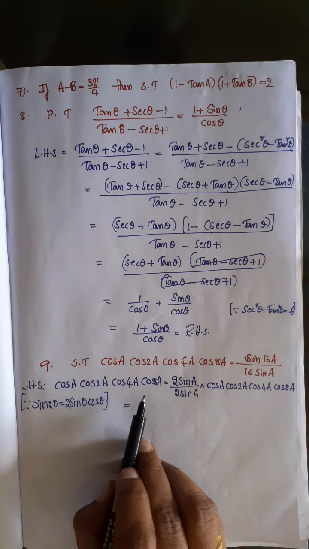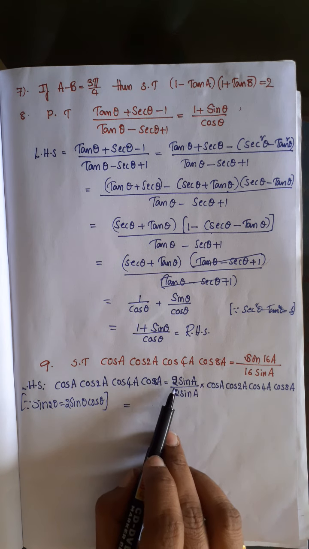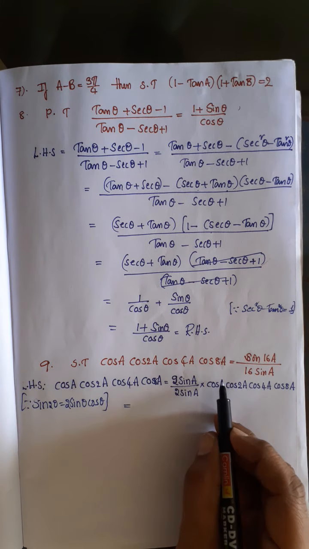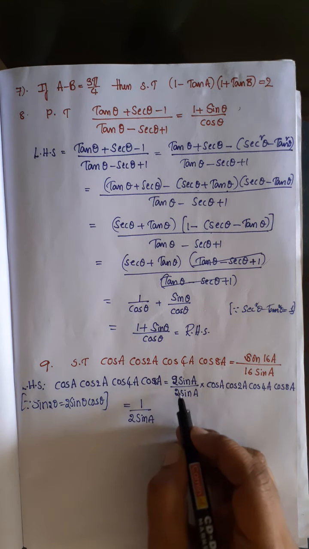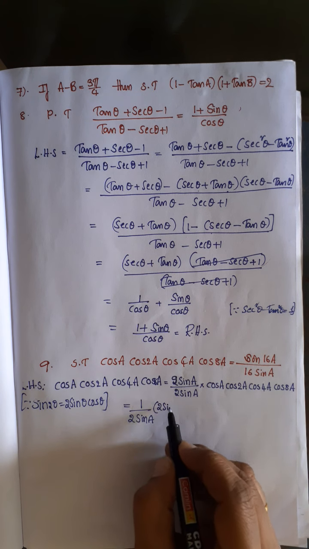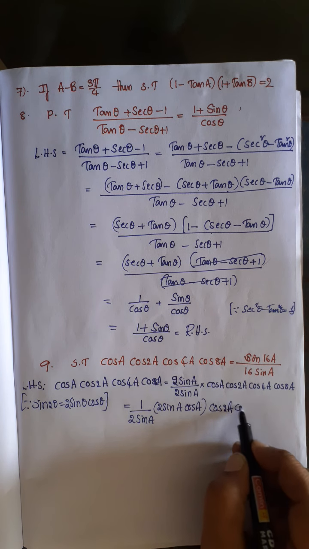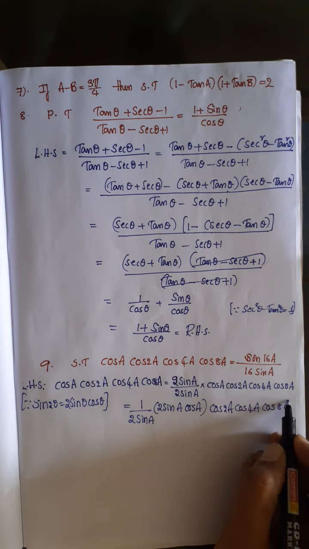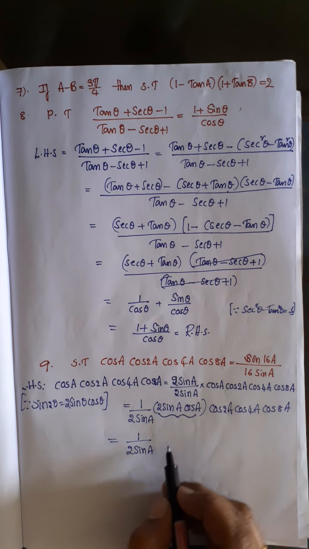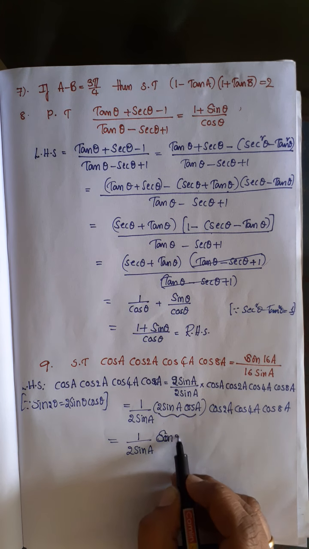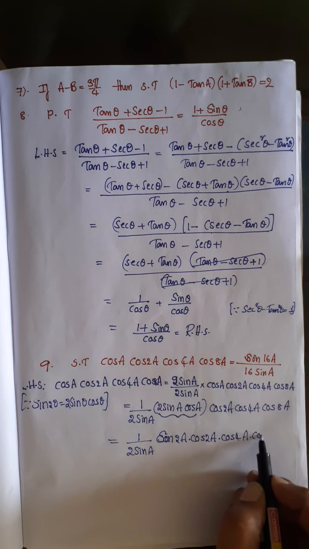So, here there is no sine term, so I am multiplying with 2 sin A, and multiplying and dividing by 2. Why? We need 2 also. So, if I combine these two, 1 by 2 sin A we have here, and 2 sin A cos A together I am writing, and the remaining you write as it is: cos 2A, cos 4A, cos 8A. This is nothing but sin 2A. So, 1 by 2 sin A, sin 2A into cos 2A into cos 4A into cos 8A.